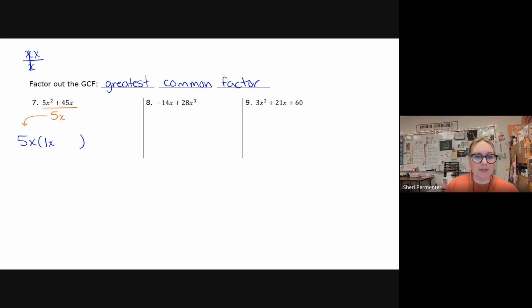45 divided by 5 is what? 9. And then this x and this x, what happens here? It turns into just 1, so I don't write it. Or it's 1 minus 1, and so there's no x's left. And that is my answer.